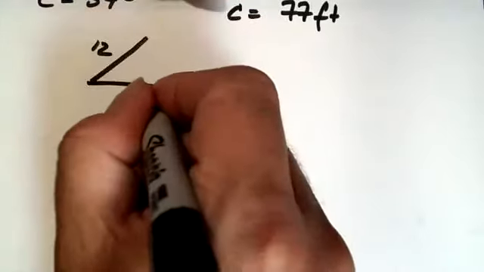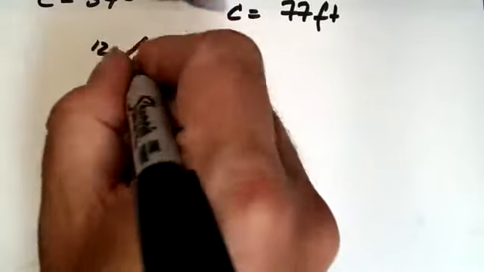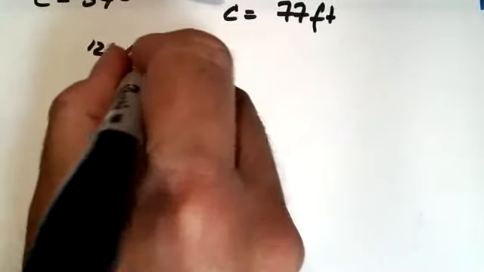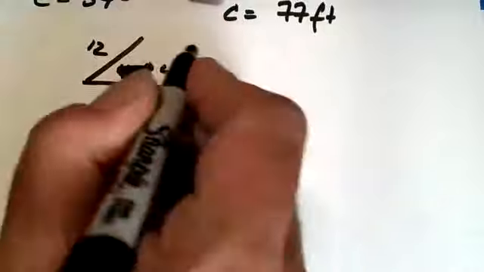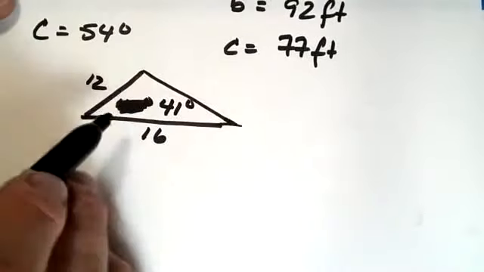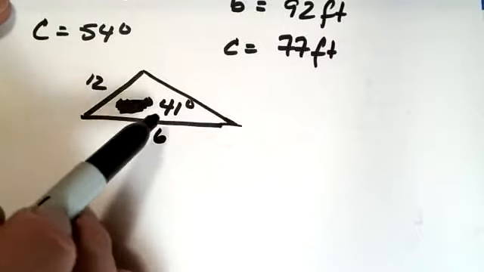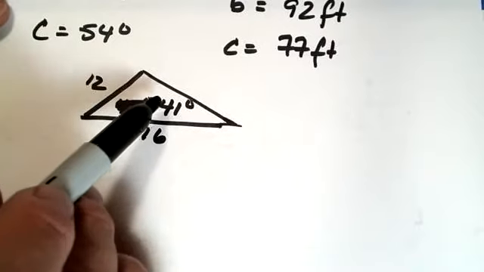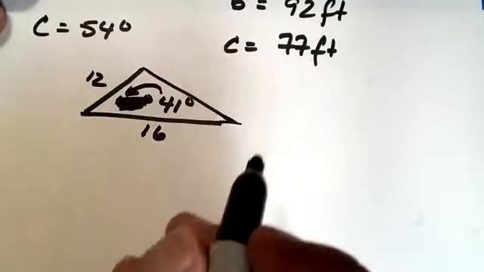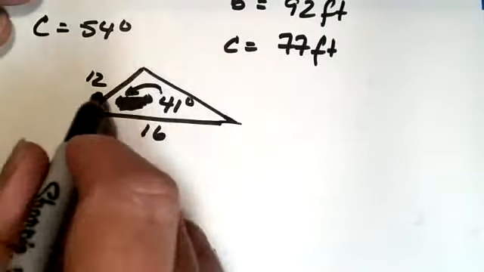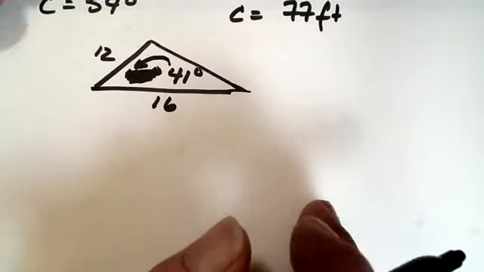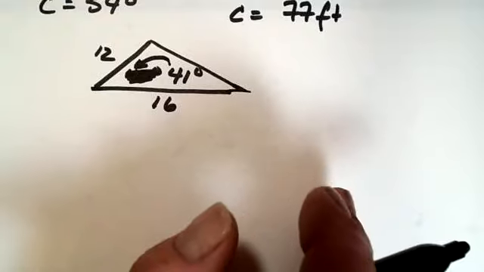with sides 12, 16, and an angle of say 40 degrees. Let's make it 41 degrees. If you wanted to find the area of this triangle, this is the perfect setup because it has a side. It has an angle. Just be real explicit here, that's this angle, 41 degrees, and you've got two sides on either side of that angle. So side, angle, side situation. Very easy to find the area.